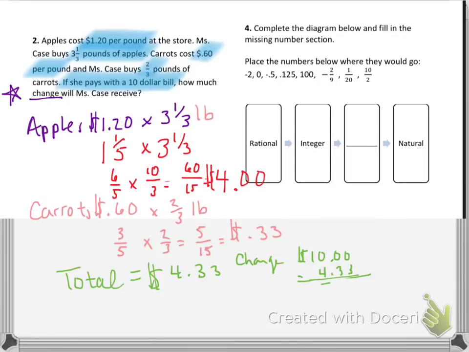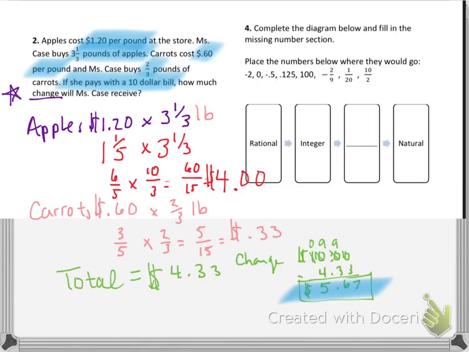It is borrow from the 1, borrow from the 10, borrow from that 10. 10 minus 3 is 7. 9 minus 3 is 6. 9 minus 4 is 5. $5.67 is how much money she got back in change.